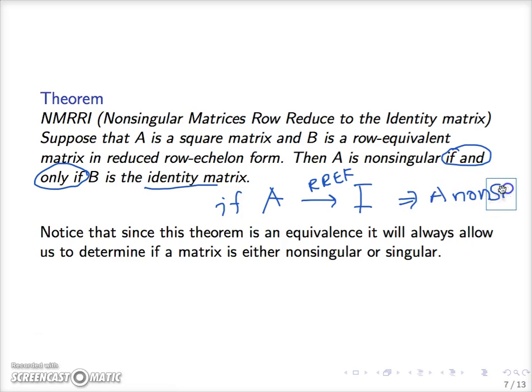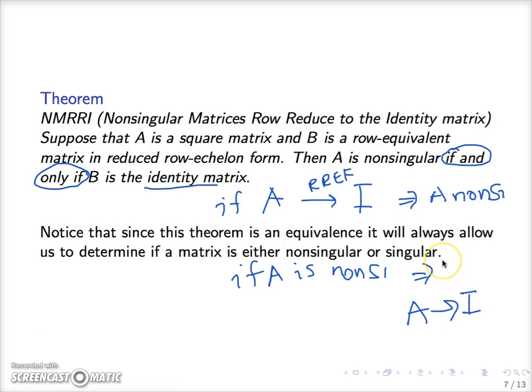And it also tells us that if A is non-singular, then we have that A row reduces to the identity, right? So it's an if and only if statement, and it will be very useful.